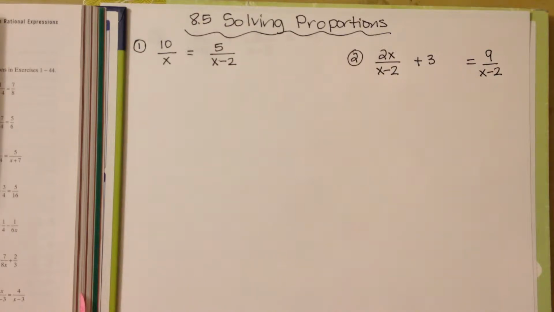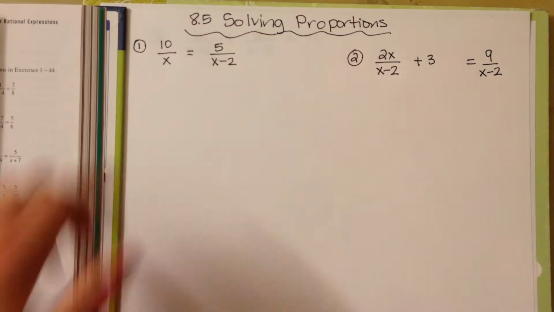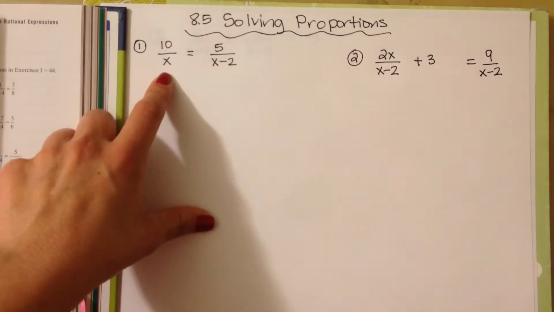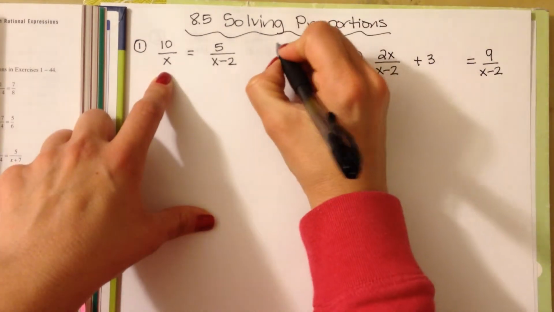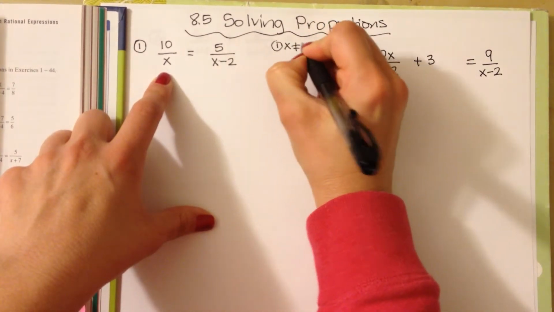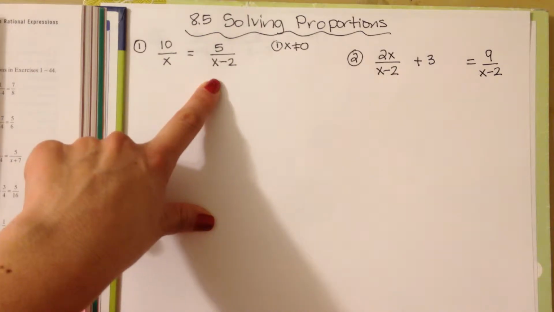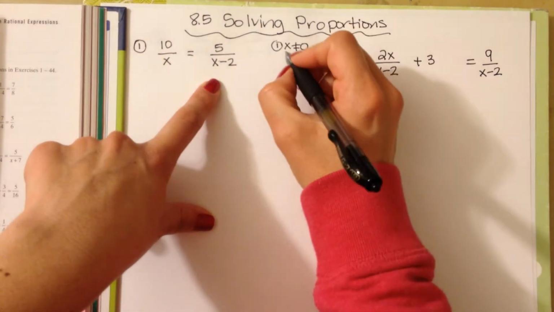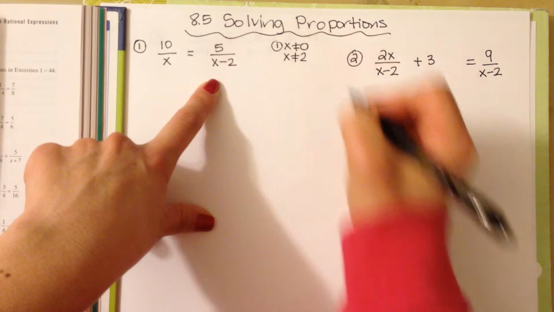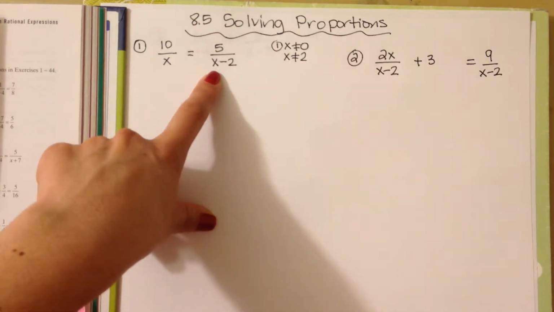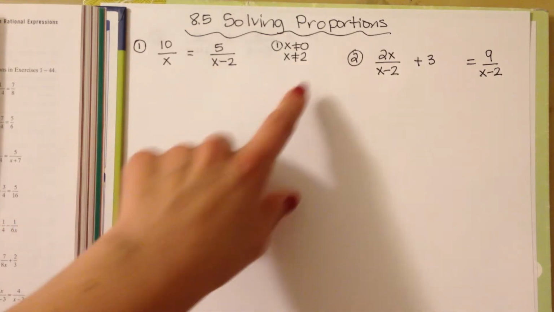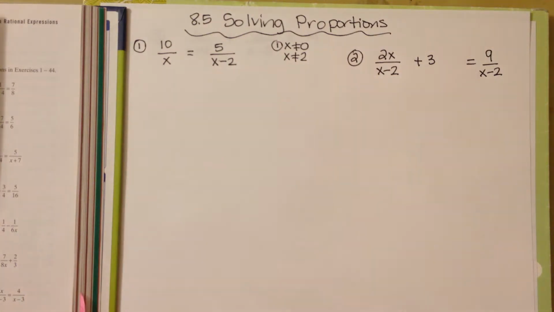And so if you look at example 1, 10 over x, the restriction for the first fraction is x cannot be 0. The restriction for the second fraction is that x cannot be 2. Notice if you substitute 2, 2 minus 2 is 0, so we don't want to divide by 0 because that's undefined. So we want to find the value or values that make the denominator 0, and those are your restrictions.